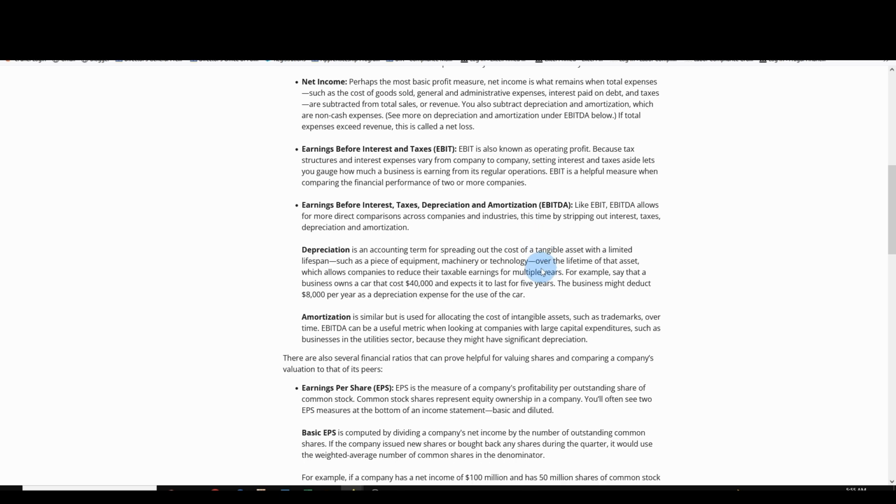Earnings before interest and taxes, commonly referred to as EBIT. EBIT is also known as operating profit because tax structures and interest expenses vary from company to company. Setting interest and taxes aside lets you gauge how much a business is earning from its regular operations. EBIT is a helpful measure when comparing the financial performance of two or more companies.